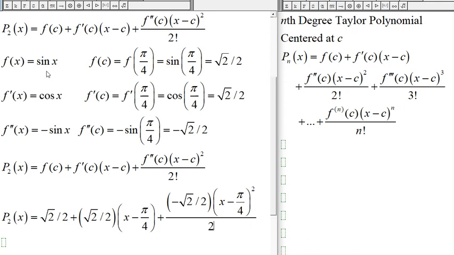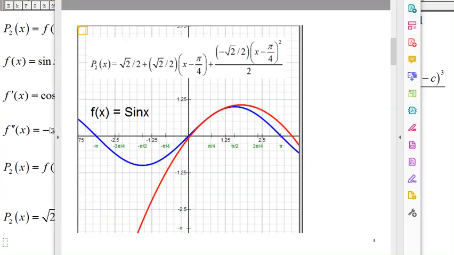So now we will look at the graph of f of x equal to sine of x and compare it with the graph of the second degree polynomial. Then we will see that the two graphs overlap each other around values near pi over 4. And so now let's look at the graphs. The blue graph here is the graph for sine of x, and the red one is for the second degree polynomial. And this is pi over 4 right here.